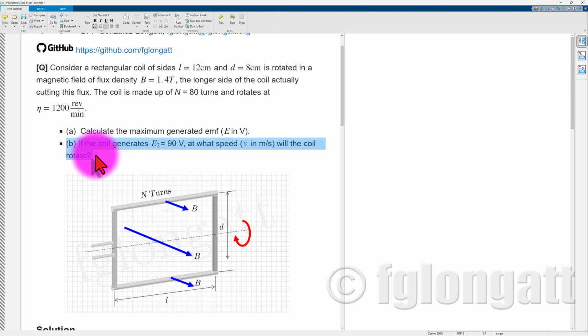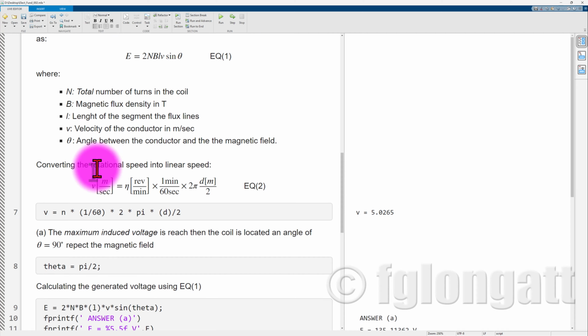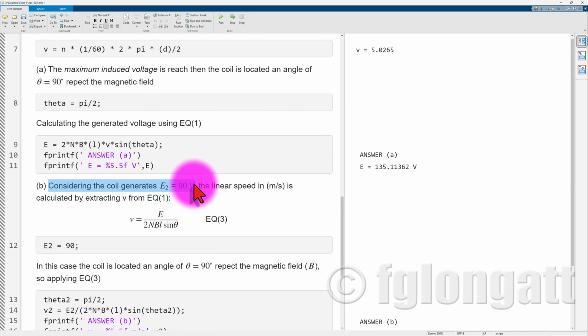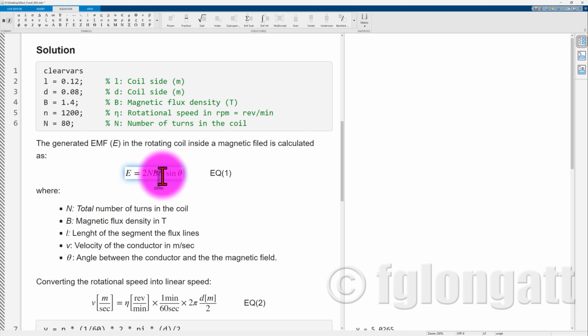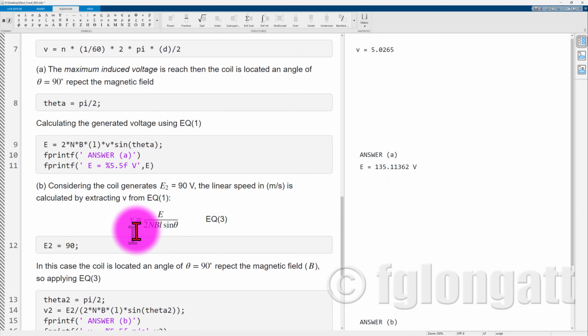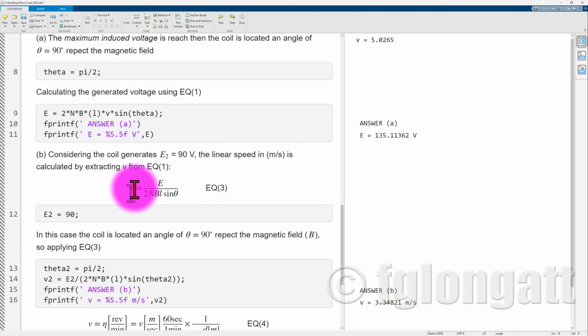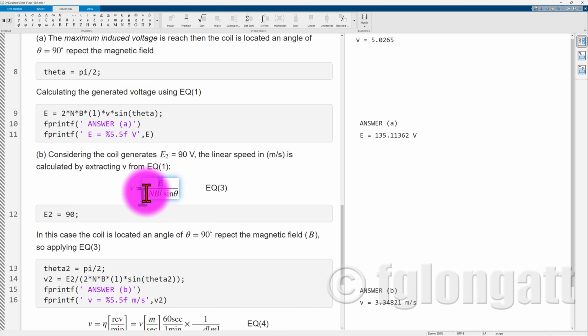So we got the answer for question A, and now what we need to do is go for question B. In question B, we know that the induced voltage in that condition is 90 volts. So we want to obtain the linear speed. In other words, we want to calculate this letter V inside equation number 1. What we need to do is extract the letter V from this equation. So extracting the speed, you can see that it will be the induced voltage divided, in the denominator we have 2 and BL sine of theta.